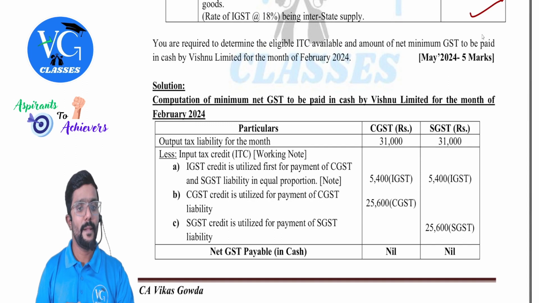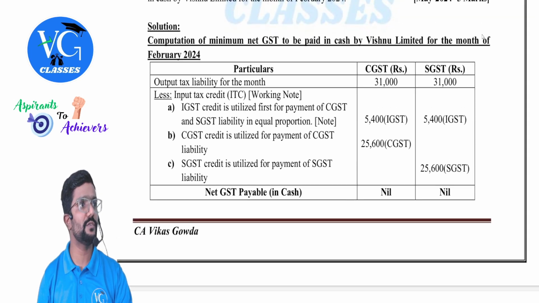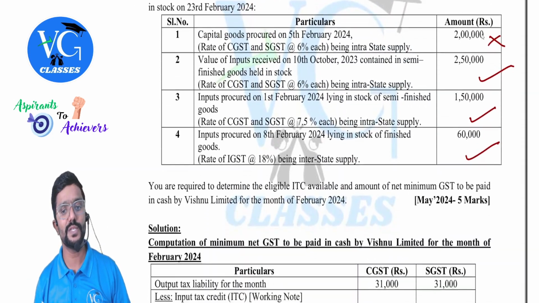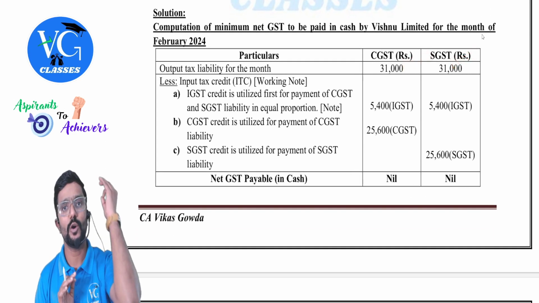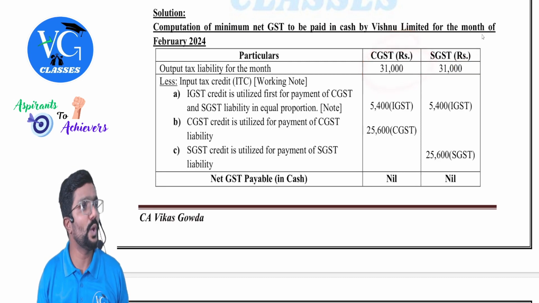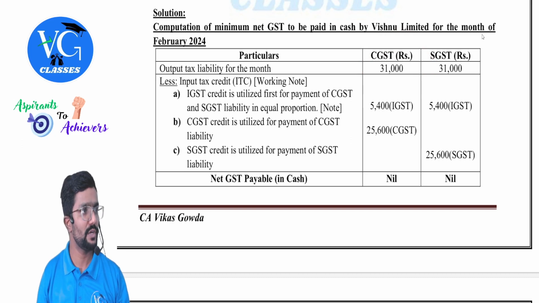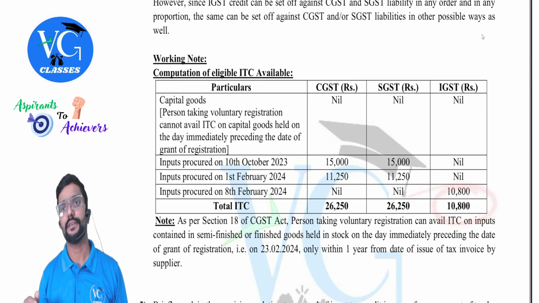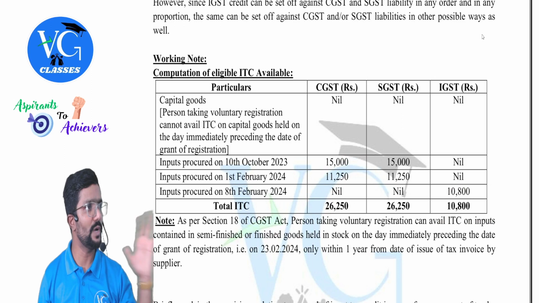Yes. Fine. Now, output tax, they have only given in the question, guys. 31,000 each. Where is it given, sir? It's already given directly. 31,000 each for what? CGST and SGST. Let me take it. Now credit. Sir, can I straight away use CGST credit against CGST? No. Why? First, IGST credit has to be utilized. How much IGST credit we have, guys? 10,800. Sir, do we have IGST liability? No. So first order is ruled out.